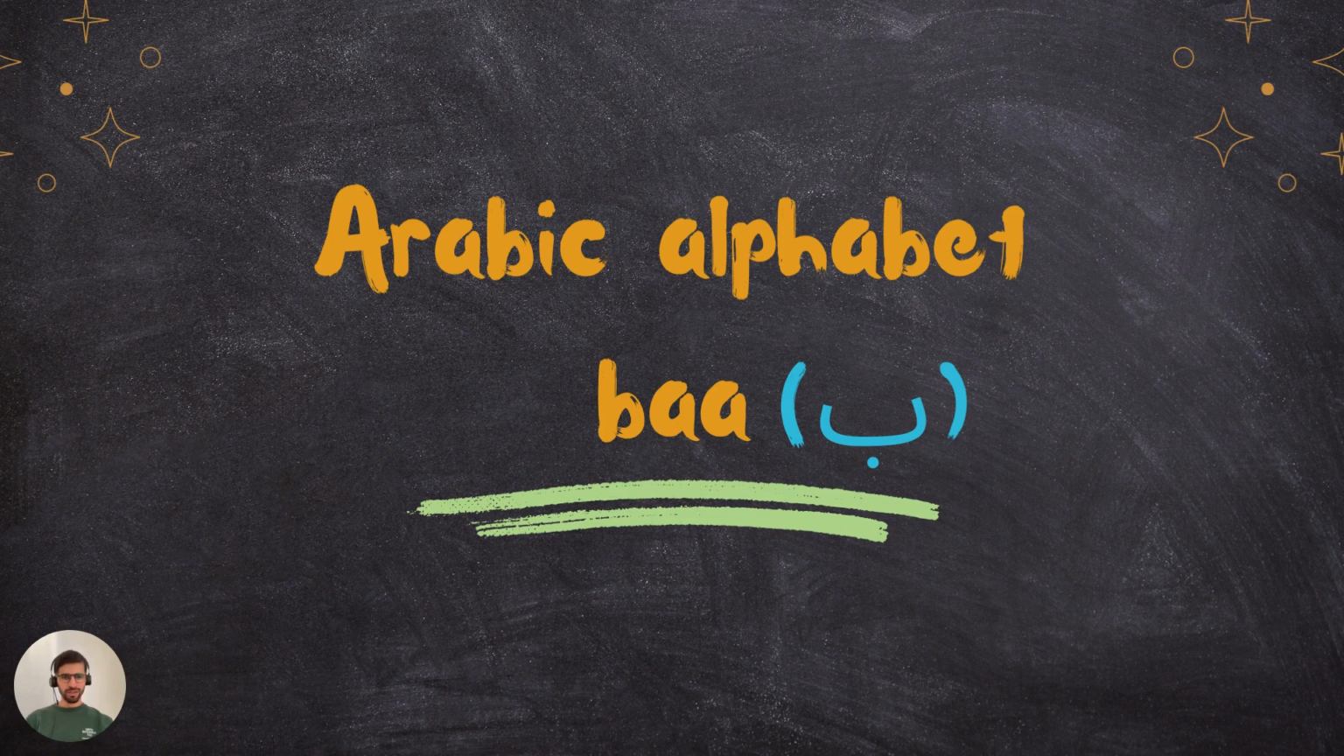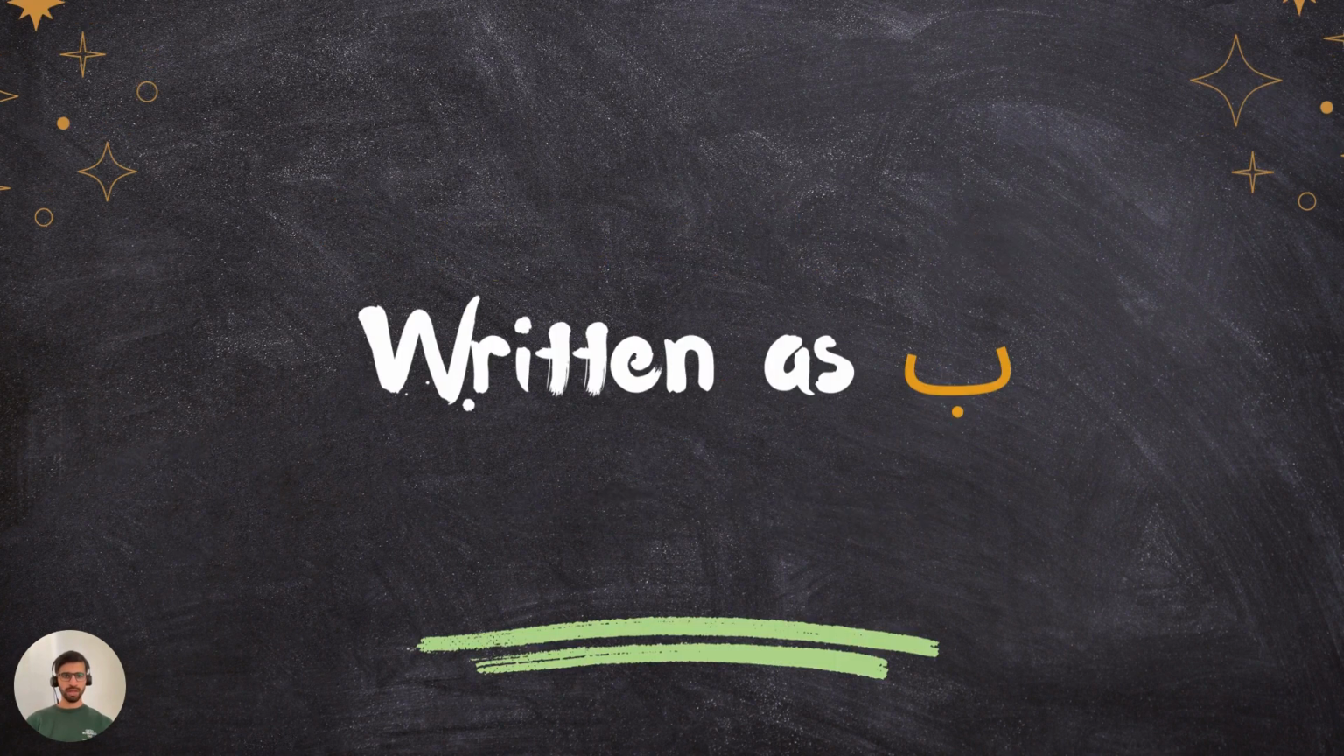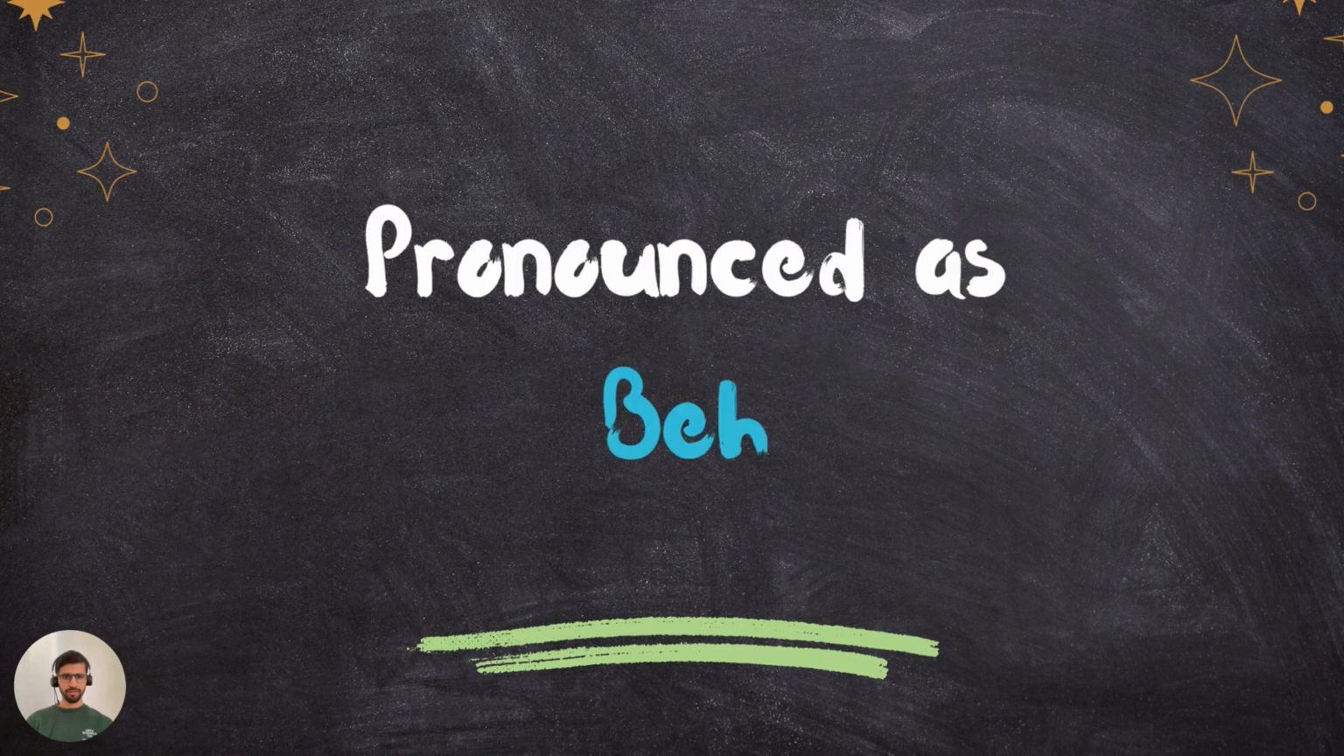In today's video, let's learn how to pronounce the second Arabic alphabet, which is Ba. The name of the letter is called Ba. It's written as Ba. It's pronounced as Be, Be.